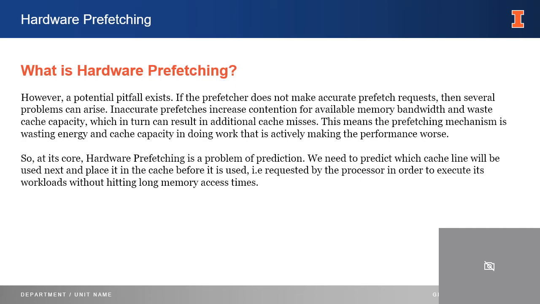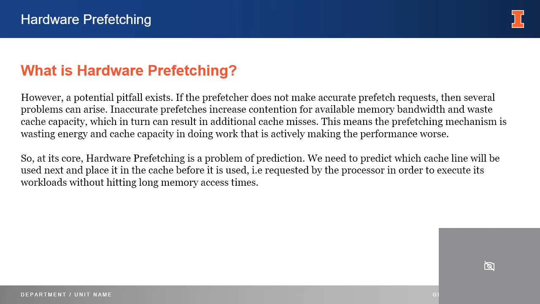However, a potential pitfall exists. If the prefetcher does not make accurate prefetch requests, then several problems can arise. Inaccurate prefetches increase contention for available memory bandwidth and waste cache capacity, which in turn can result in additional cache misses. This means the prefetching mechanism is actually wasting energy and cache capacity in doing work that is actively hurting performance. So this is definitely a scenario that a hardware prefetcher should try to avoid in all cases.